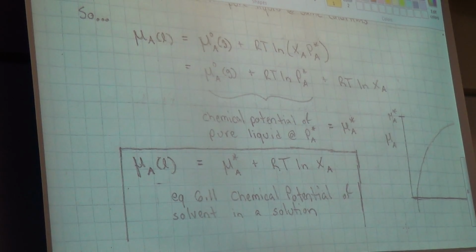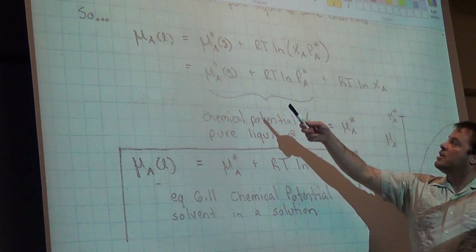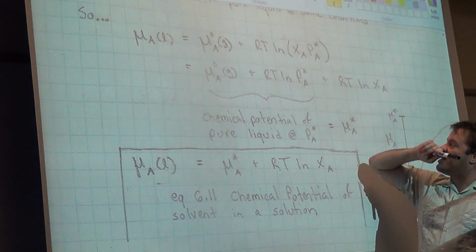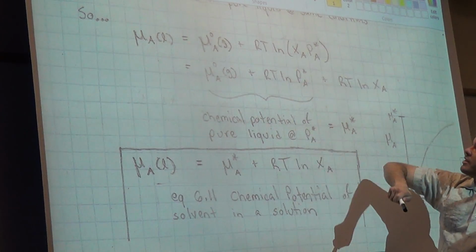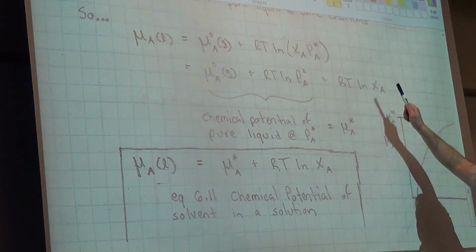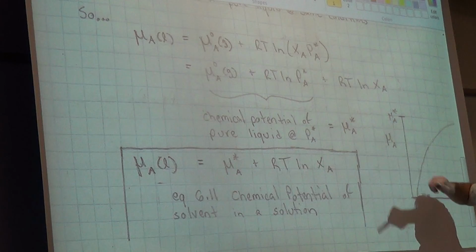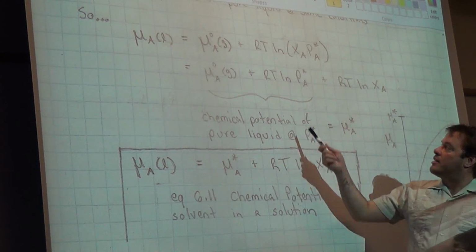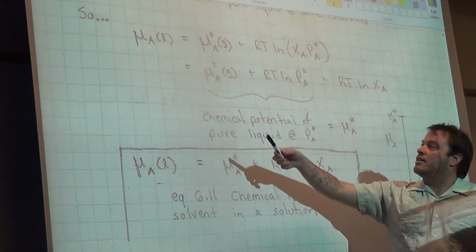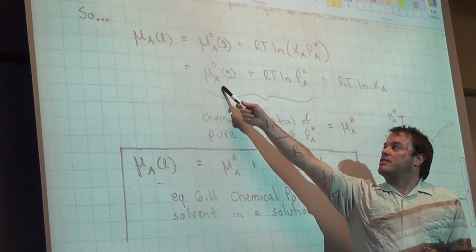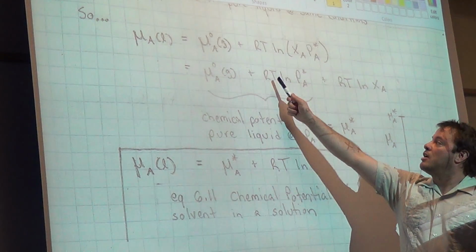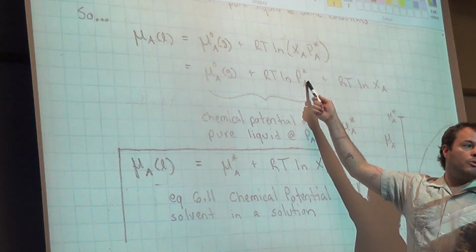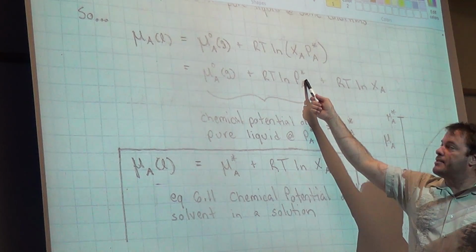We can simplify it by breaking apart that logarithm. Natural log of mole fraction times PA is equal to RT natural log PA plus RT natural log XA, where XA is the mole fraction. And here we're looking at a term for the standard chemical potential at 1 atmosphere plus a correction for whatever the actual pressure is, right?